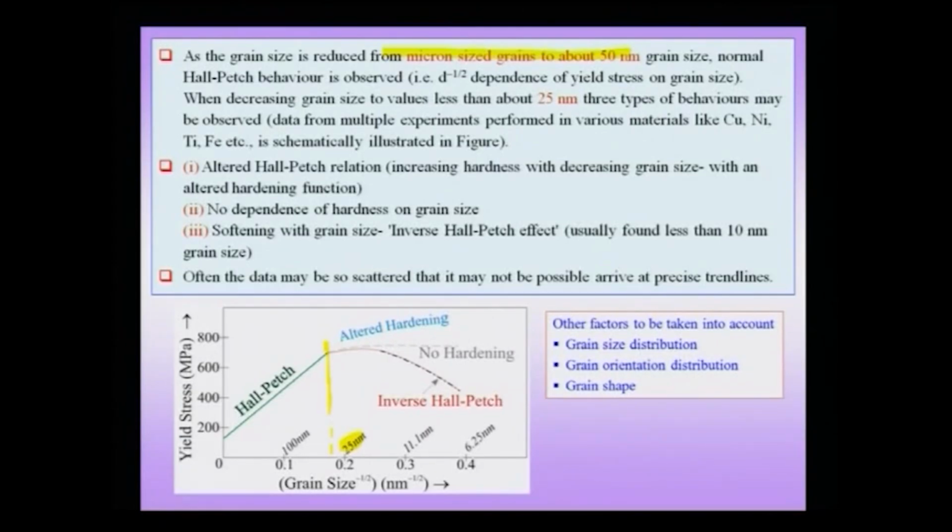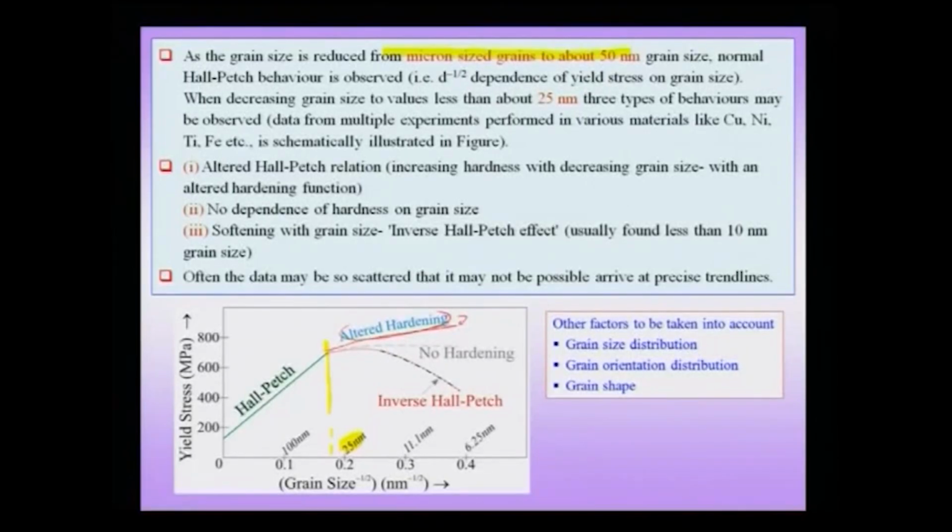Number one is that you may actually have an altered hardening. That means the material tends to get harder and harder, but the rate of hardening is reducing. So, I can actually have an altered hardening. This is the red line here. Even though the d to the power minus half relationship breaks down, the material is still getting harder with decreasing grain size. Of course, this also cannot go on forever, as we pointed out, but this can at least take place in a small regime, less than about 25 nanometer.